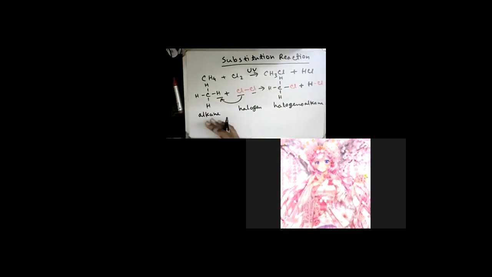So further substitution can happen. Further substitution means, look at, in methane there are 4 hydrogen, right? So in one step of the reaction, only one hydrogen is substituted by one chlorine. It is simply called chloromethane, or methyl chloride. So if we add more chlorine, an excess amount of chlorine, then the remaining hydrogens, this hydrogen or this hydrogen or this hydrogen, can also be substituted. So we can write this reaction.